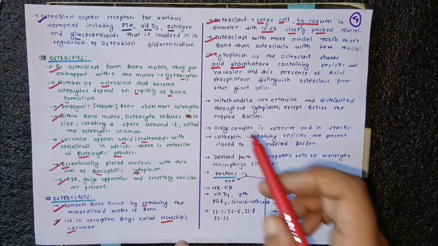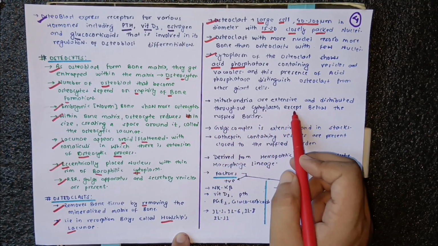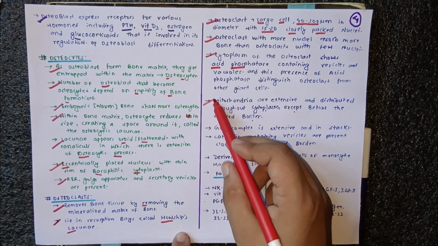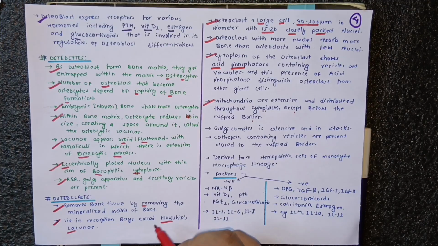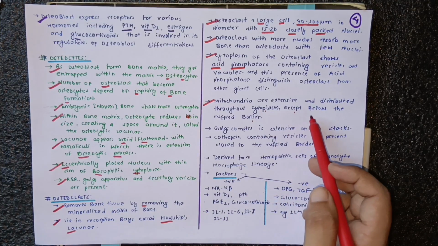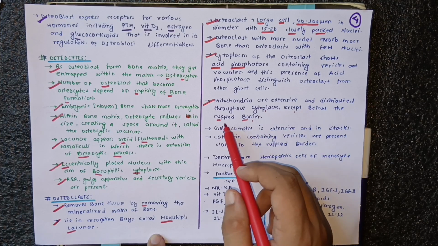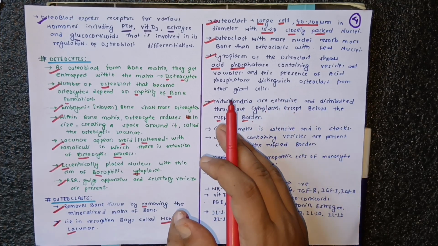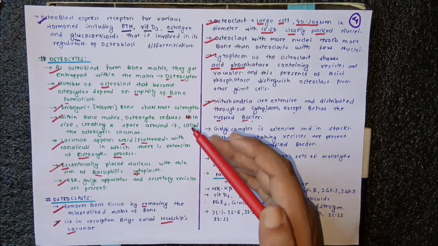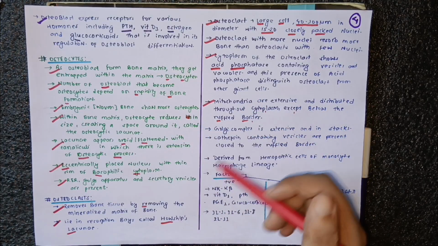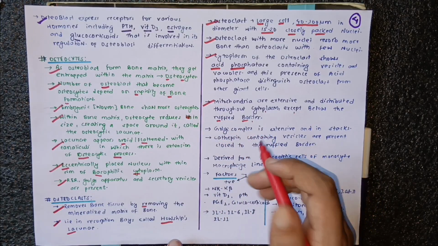Mitochondria are extensive and distributed throughout the cytoplasm except below the ruffled border. I'll show you the picture of the osteoclast, and then you will be clearer about the Howship's lacunae and this space. I have discussed the reversal line; the scalloped outline is present due to the scalloped outline of the Howship's lacunae, and this is the ruffled border. I'll discuss this more critically in the picture.